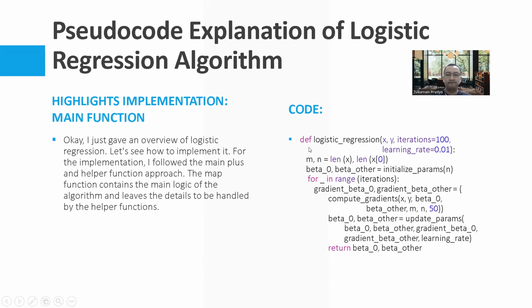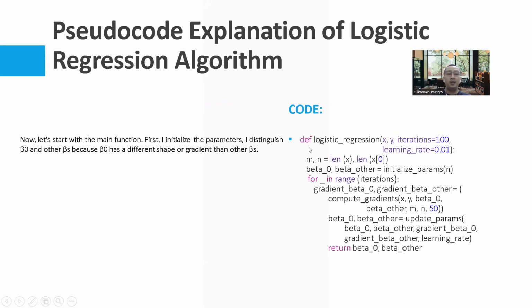This is the logistic regression code. Now, let's start with the main function. First, I initialize the parameters. I distinguish beta 0 and the other betas because beta 0 has a different shape of gradient than the other betas. You can see gradient beta 0 and gradient beta others. In this code, I use the helper function to get the gradient of each beta.